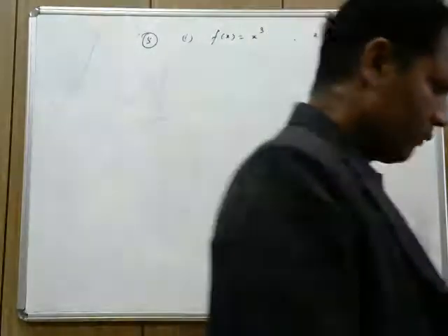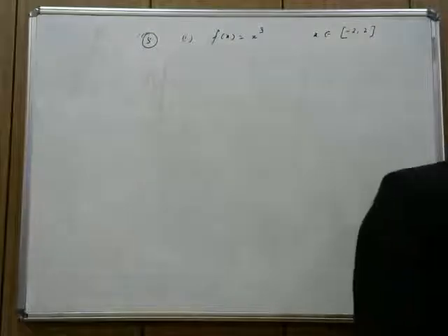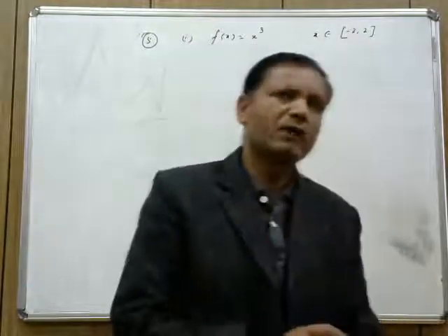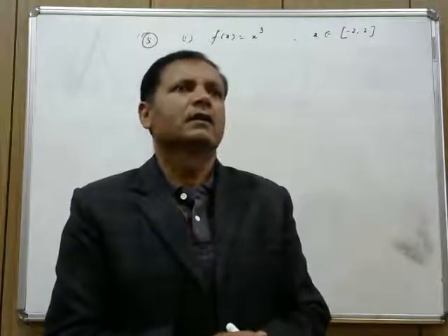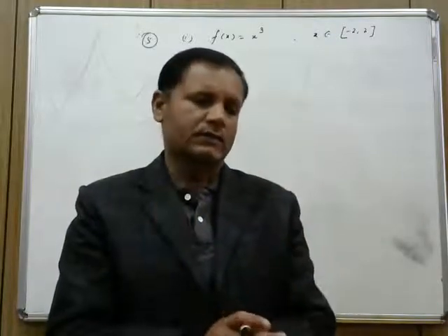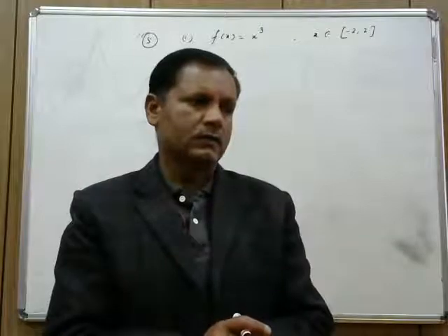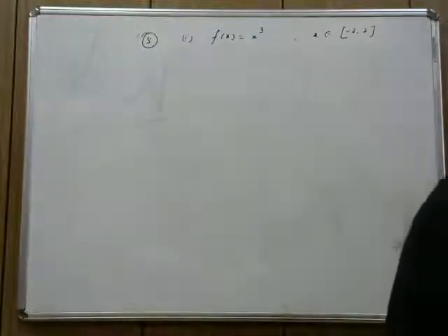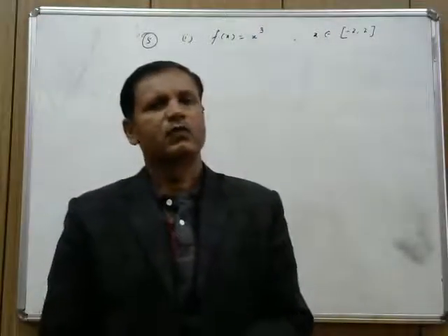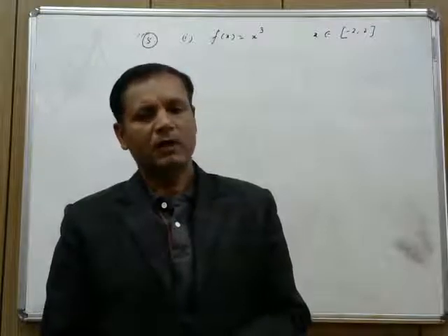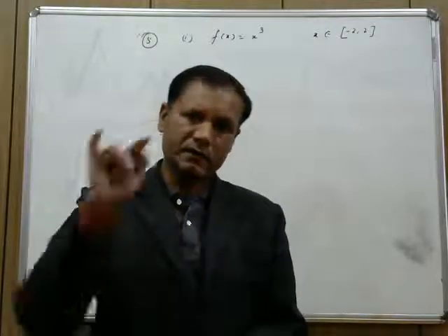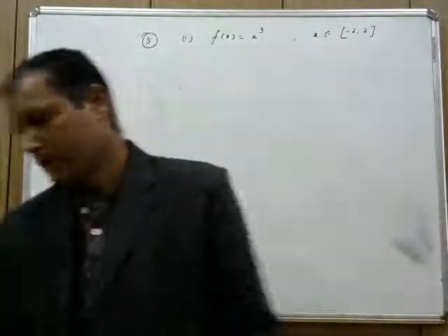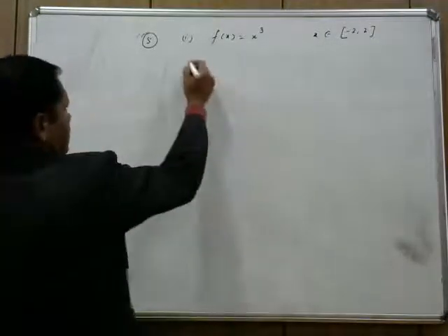Now, if you remember, when I was discussing absolute maxima and absolute minima, I said that we can find them only when a proper interval is given to us, isn't it? That's why whenever we are asked to find the absolute maxima or absolute minima, of course the interval will be given. Here the interval is minus 2 to 2, and f of x equals x cube. Now see the solution.